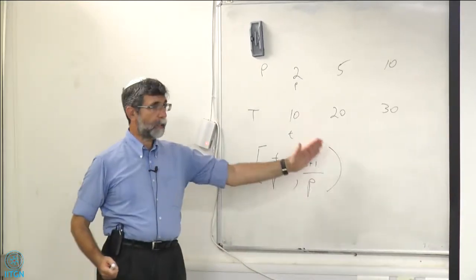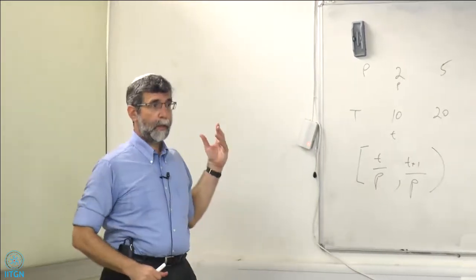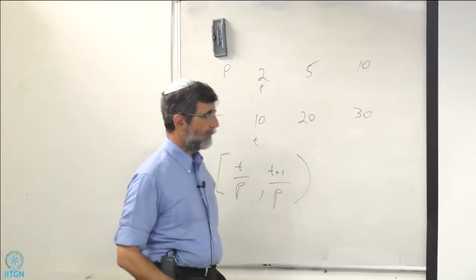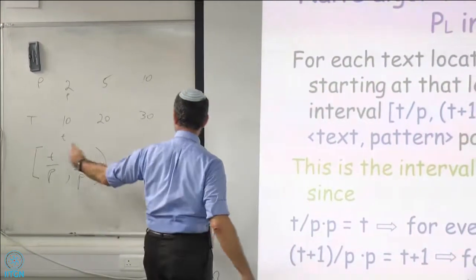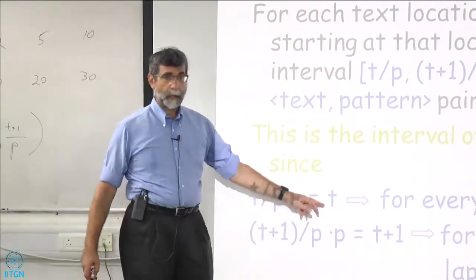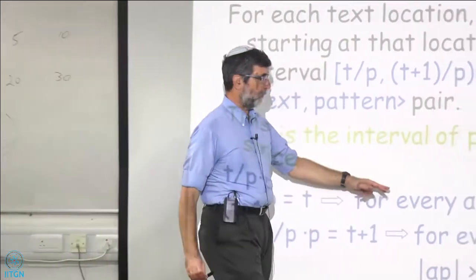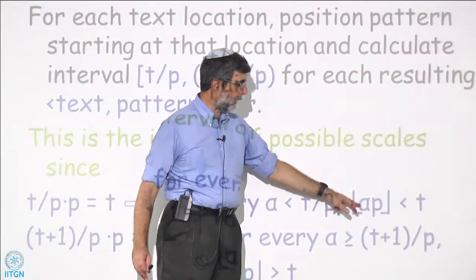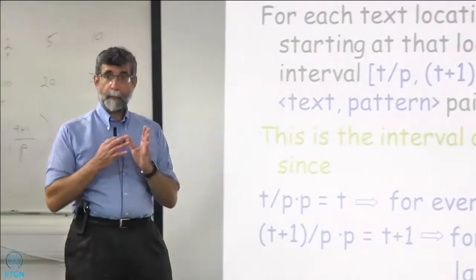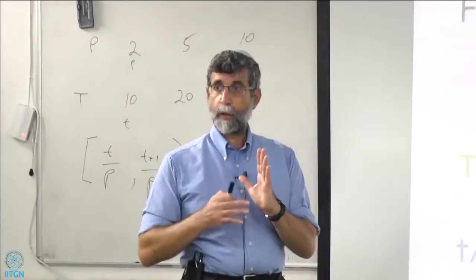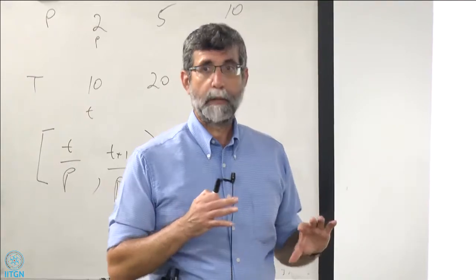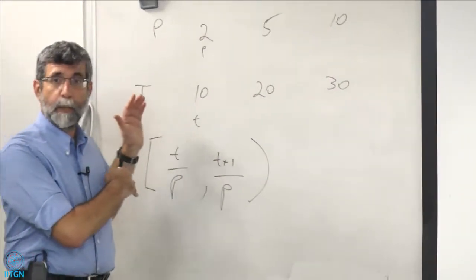Any alpha in that segment is going to be a possible scale if I want this P to match in this T. And why is that? Because if I take T, that's the left side, right? T divided by P. If I take T divided by P and I multiply it by P, then I get the text. So that's very good. But any alpha that is less than T divided by P, alpha times P, if you take the floor, is going to be less than T, so it's not going to match. So T divided by P, if I multiply it by the pattern, yes, it's going to match that text. Anything less than that, even a tiny bit, even an epsilon, is already bad. But this itself is good, which is why it's a closed segment on the left.